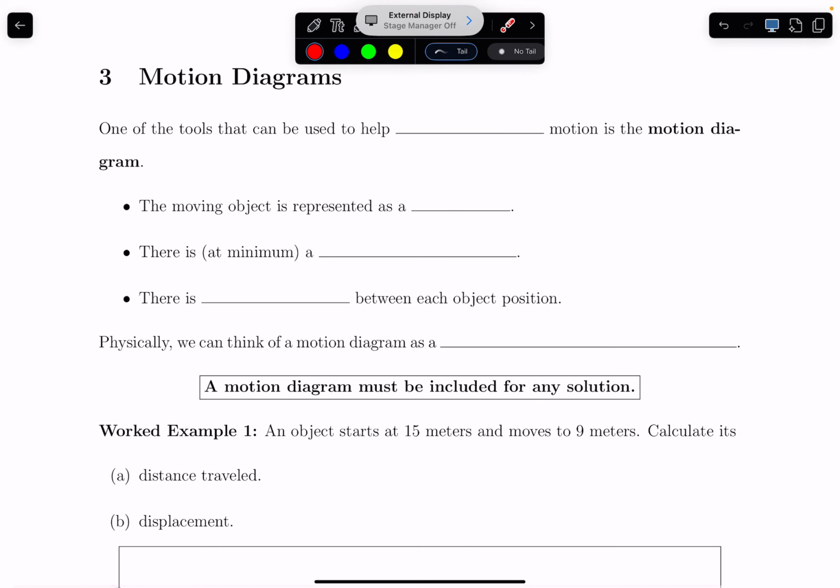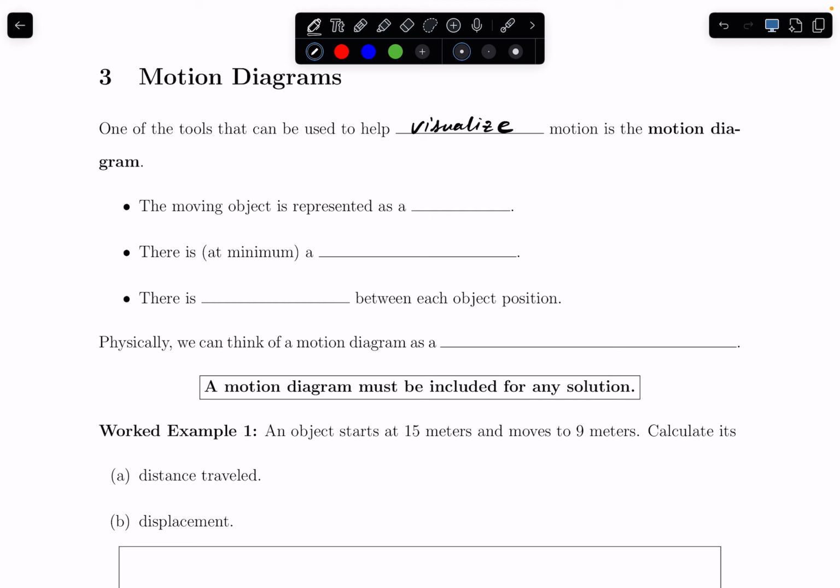Alrighty. So, last piece of definition I want to give you before we actually do some real problems is to define what a motion diagram is. A motion diagram is basically drawing the picture of a moving object. One of the tools used to help visualize motion, that means how do we draw a picture, is something called a motion diagram. And it's a really simple idea.